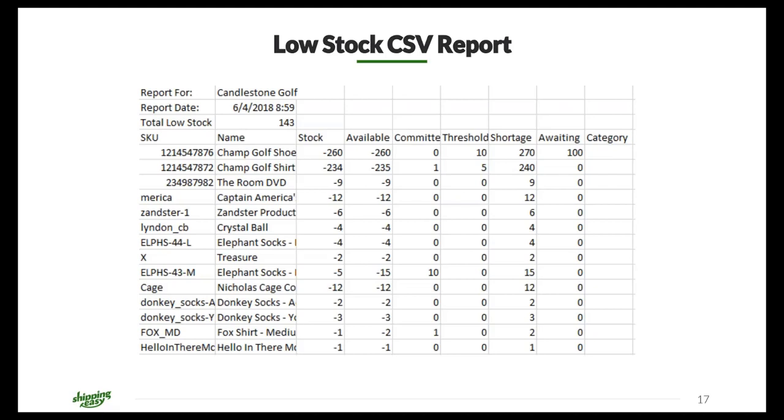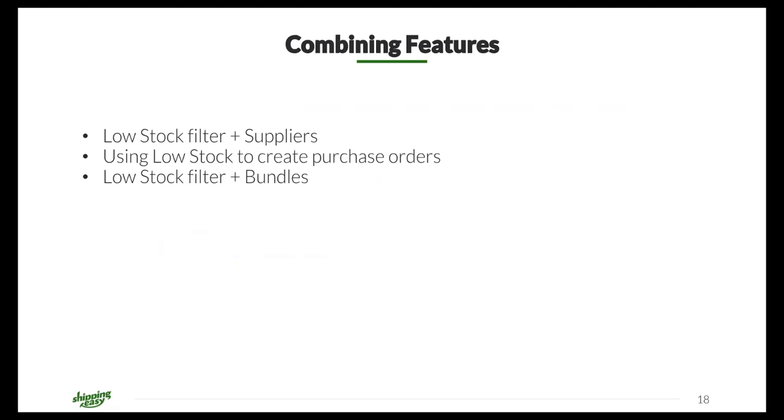And then with this comes combining features. So with maintaining the health of your products, utilizing multiple features within the inventory system is a great way to ensure that you're always up to date and that there are no surprises on your account. So you can use a low stock filter plus the suppliers filter. You can use the low stock filter to create purchase orders. And you can also combine the low stock filter with additional filters like bundles to accomplish certain tasks.